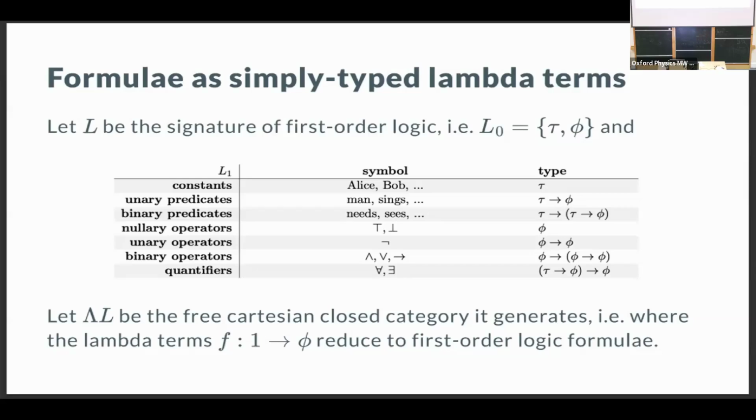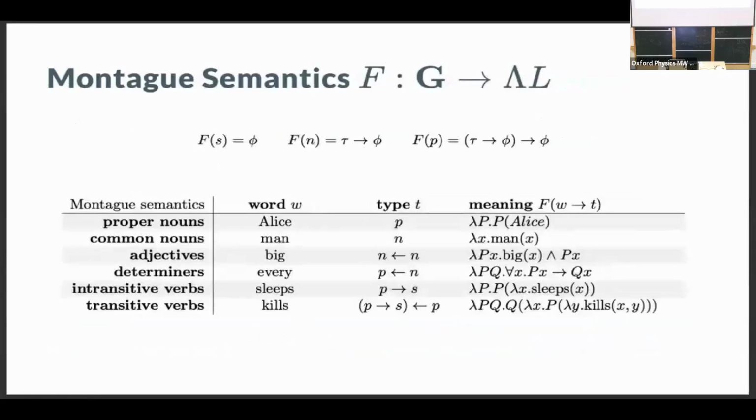and so the syntax tree of your logical formula is encoded as the syntax tree of a lambda term. And so L will be the signature, so the set of operations I have in my Cartesian closed category, and this big lambda L will be the free Cartesian closed category generated from it. So now I can take a functor from my grammar to lambda L, and this functor will send sentences to formulae. It sends noun phrases to predicates. So nouns will take a term and give you a formula. Like it takes man and it gives you the formula is a man, or it takes a variable x and it gives you the formula x is a man.